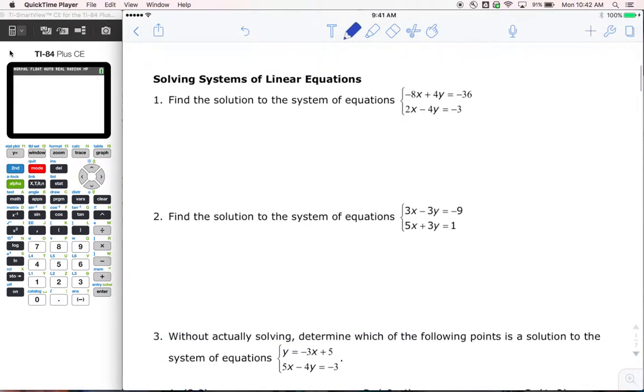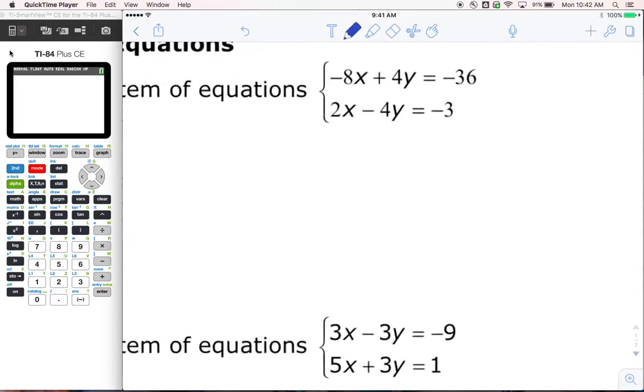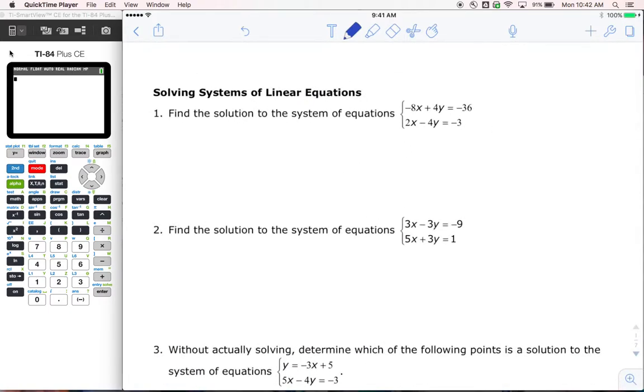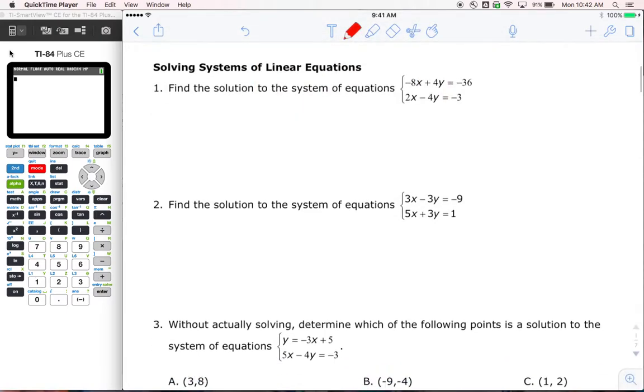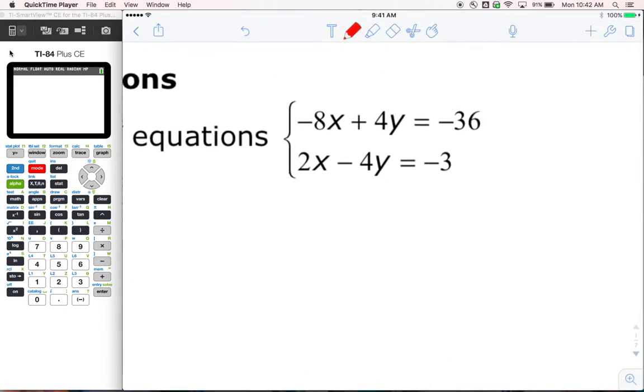All right, so now we're solving systems of linear equations. And before we get started, we do need to remember that we had 3 different ways we could solve these. We could do graphing, substitution, or elimination. This is set up for elimination, right? Because we've got positive 4y and negative 4y, this is perfectly set up for elimination. When we do elimination, something is supposed to eliminate.